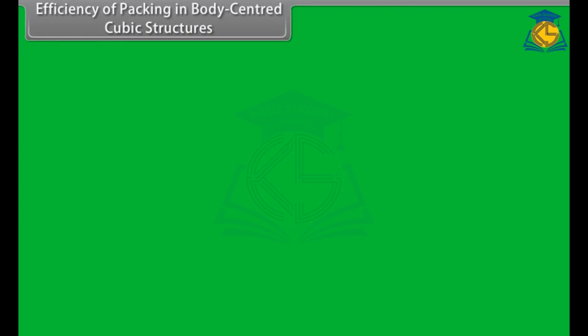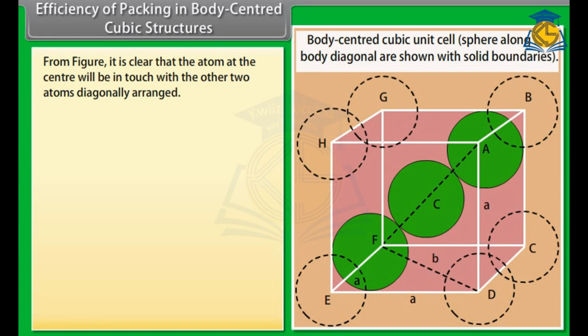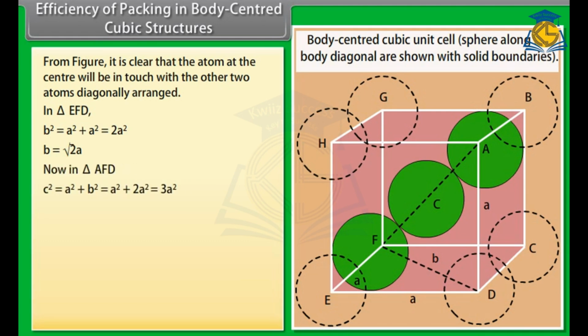Efficiency of packing in body-centered cubic structures. From the figure, it is clear that the atom at the center will be in touch with the other two atoms diagonally arranged. In triangle EFD, b^2 = a^2 + a^2 = 2a^2, so b = √2 a. Now in triangle AFD, c^2 = a^2 + b^2 = a^2 + 2a^2 = 3a^2. c = √3 a.